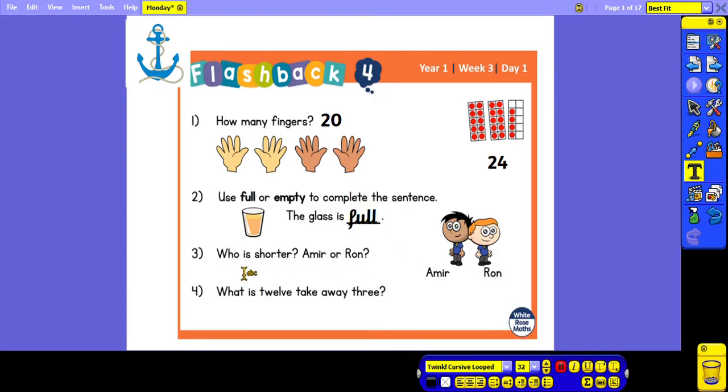Question 3, who is shorter, Amir or Ron? We can see that Ron is not as tall as Amir, so he is shorter. And question 4, what is 12 take away 3? So put 12 in your head and then let's count back 3 together. So 11, 10, 9. Okay.